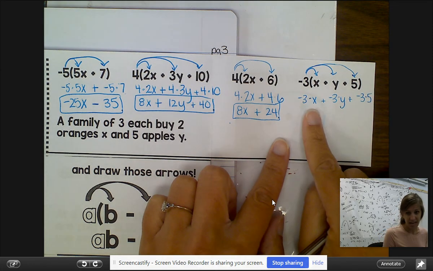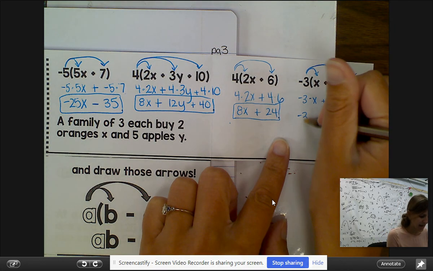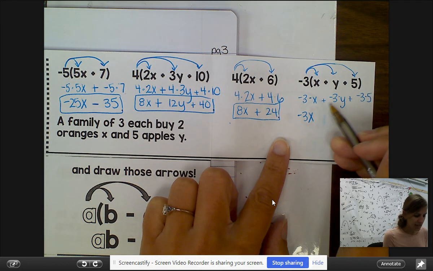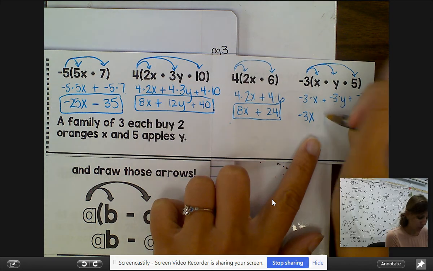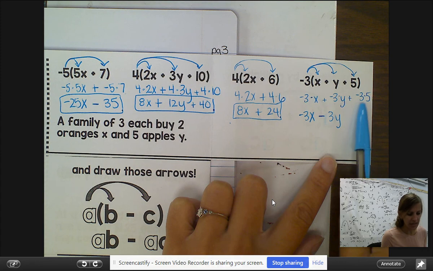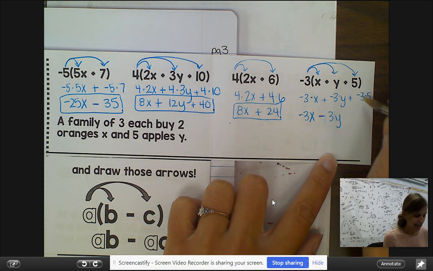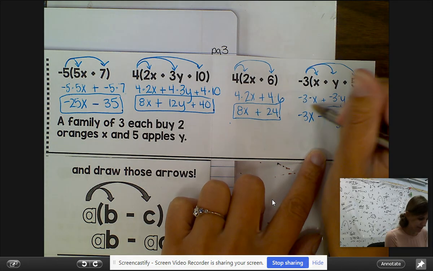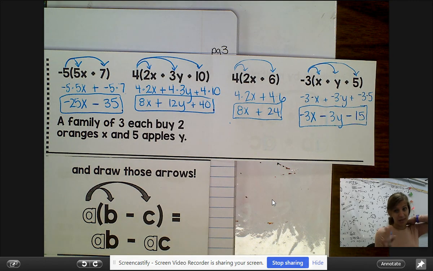So -3 times x is really just like -3 times 1 with an x at the end, so -3x. Now here, the -3 times the y is -3y, but I don't want that next to the plus sign, so the subtraction sign overrules it. So -3y. And then similarly here, -3 times a +5 is -15. And the negative overrules that plus sign, so -15 at the end, like that. And none of those are like terms. We have an x, a y, and a no letter, so we can't combine any of them.